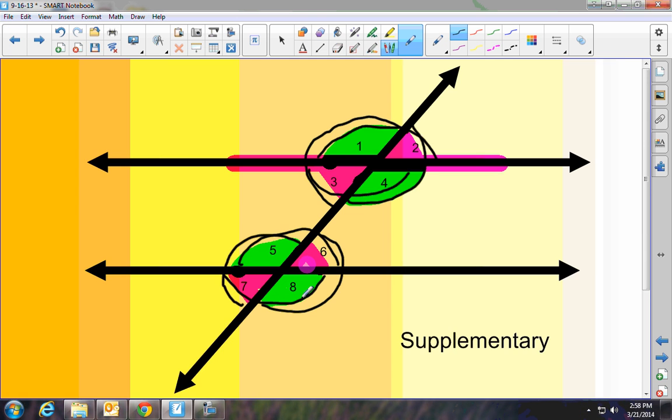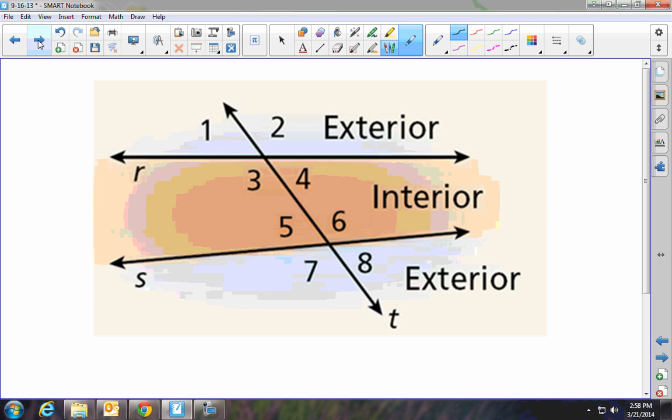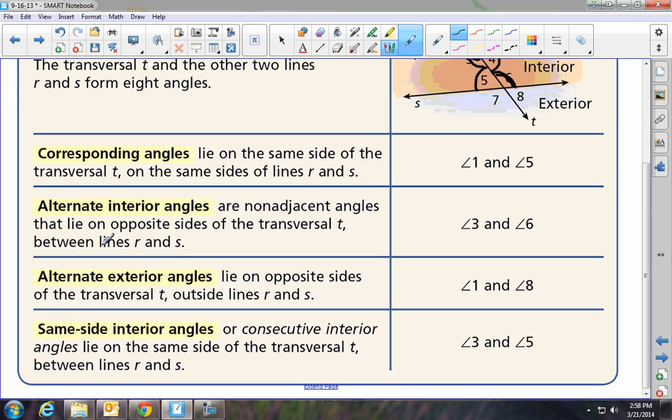Alternate exteriors would be like 8 and 1. What's the relationship between 8 and 1? They're congruent. 7 and 2, they're congruent. I sound like a broken record here.